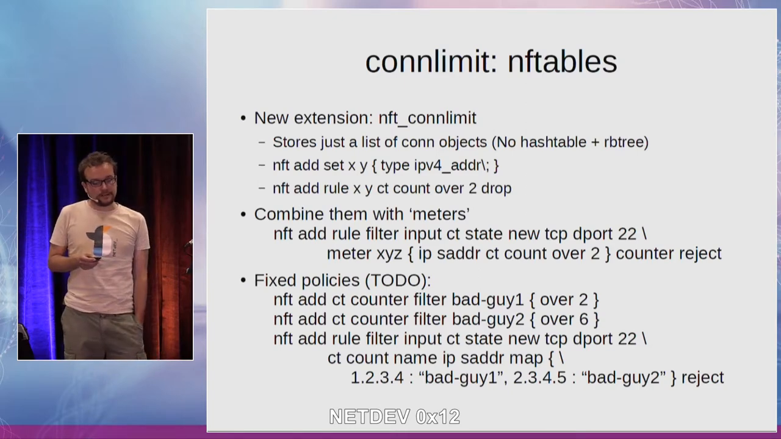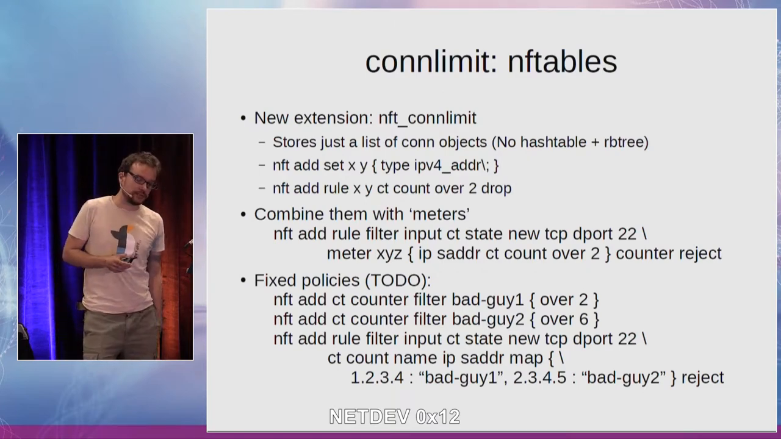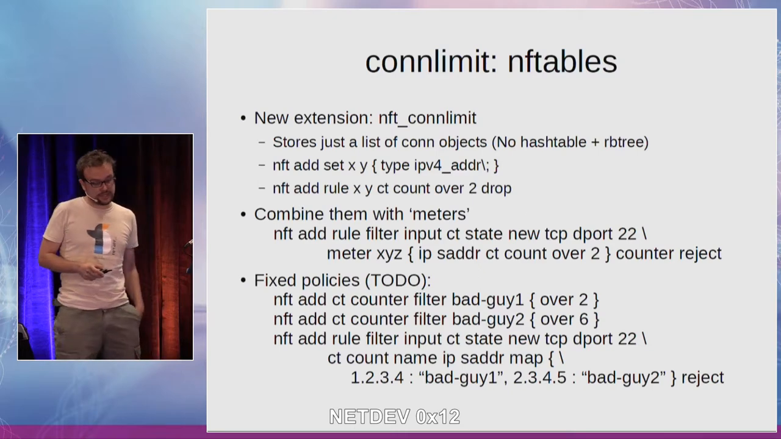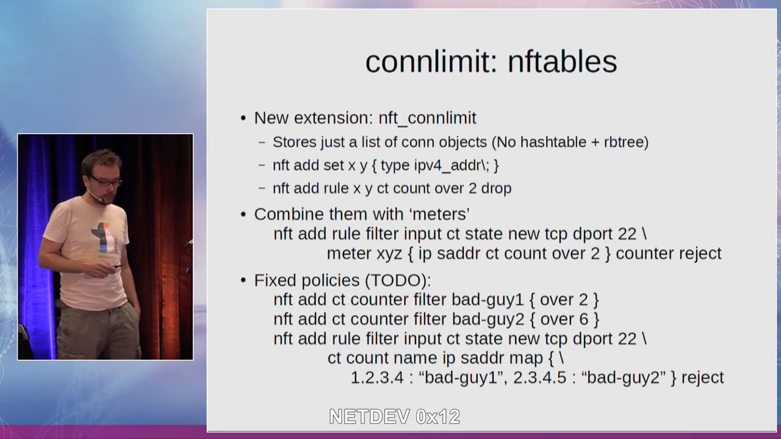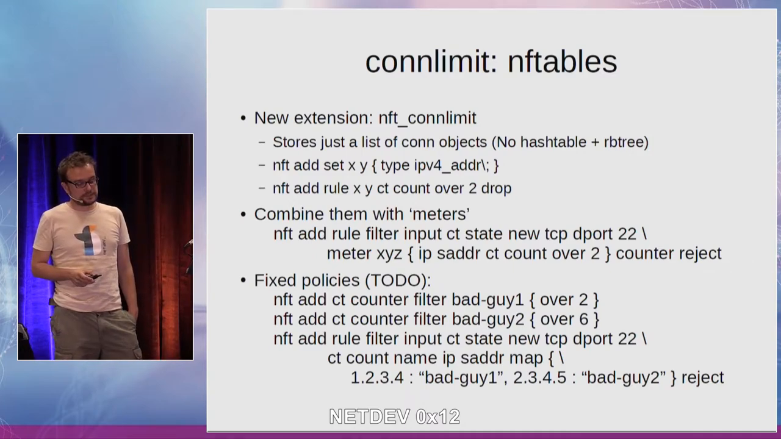So from the user plane, from the nft command line, this looks like this. Basically, we have a new extension that is nft_connlimit, and this new extension is going to store just the list of connlimit objects, so no hash table. So then you have to create a set, in case the criteria is going to be, let's say, the IPv4 address, then we are just going to refer to that set from the rule. A very simple way to use this would be just to invoke ct count and then check if it's matching. So if we are having more than two connections, then drop. This is something that we don't support in iptables.